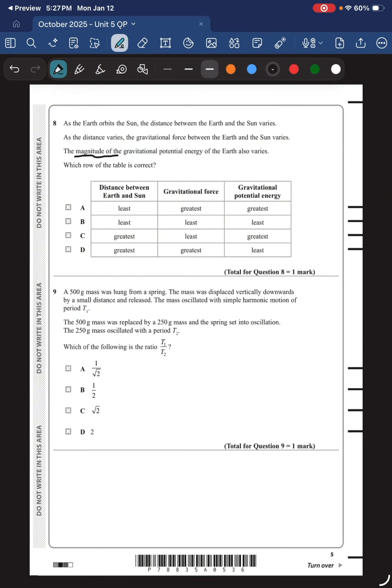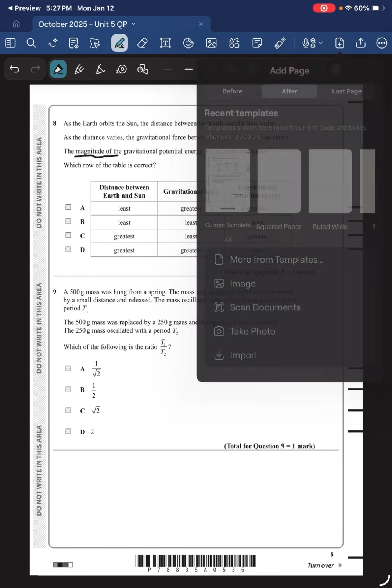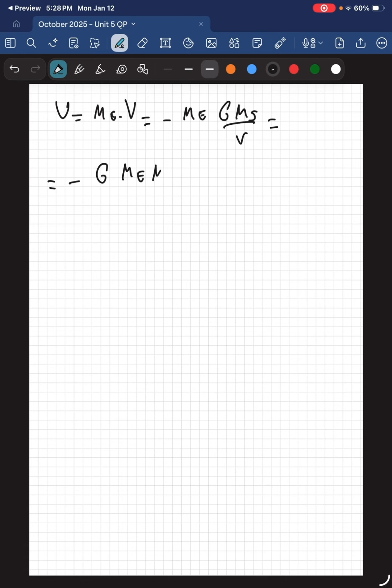Okay, to understand this, I'm gonna use a clean page to explain this. Let's write down the gravitational potential energy of the Earth. So that's gonna be U equals the mass of the Earth times the gravitational potential from the Sun. We need a negative sign, and then GM of the Sun over R, okay? So this is going to be minus G, the mass of Earth, the mass of the Sun over R.